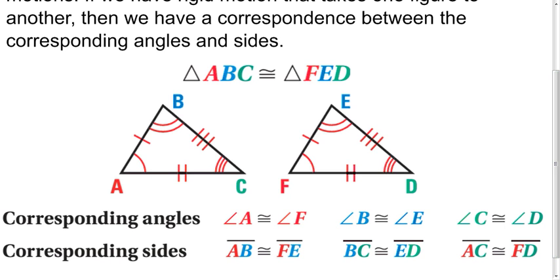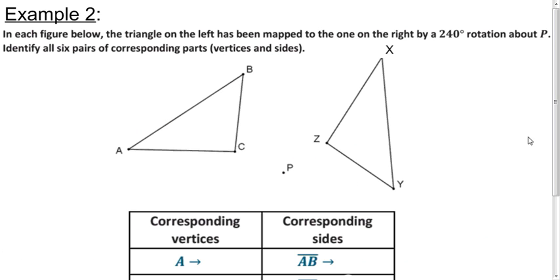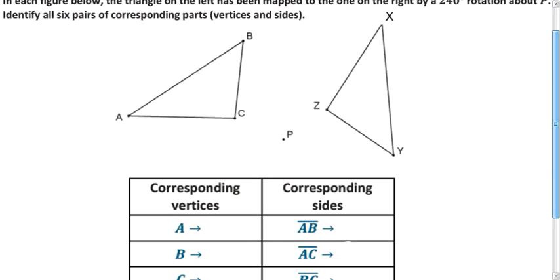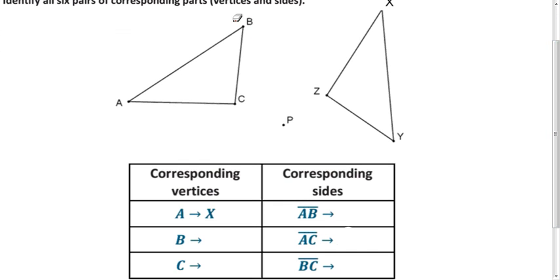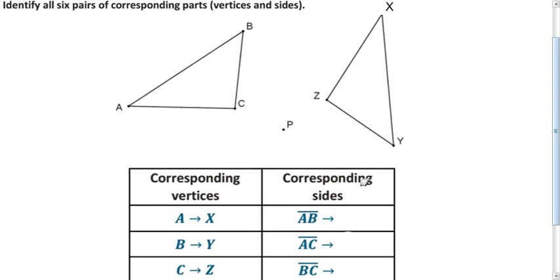So here we have a rotation, and now we want to identify the corresponding parts that we have. So what does A map to? When we rotate it, A maps to X, B maps to Y, and C maps to Z. If we do it with the sides, same idea. AB will map to XY, AC will map to XZ, and BC will map to YZ.